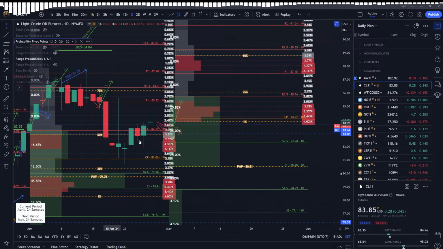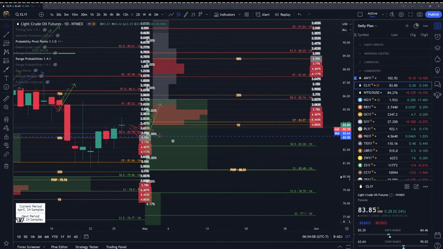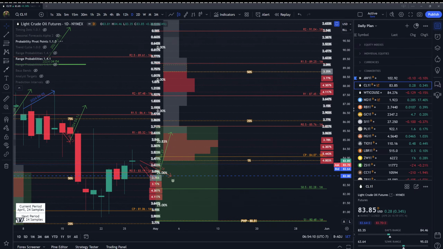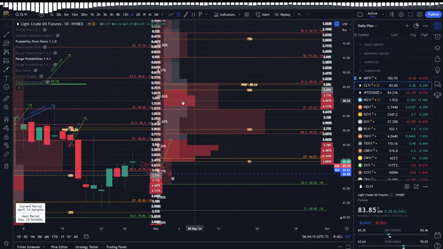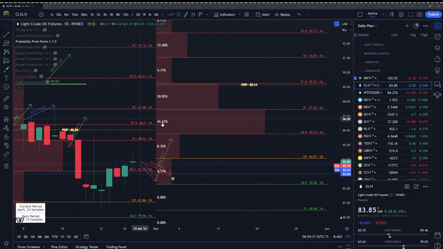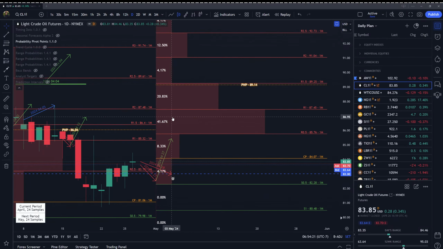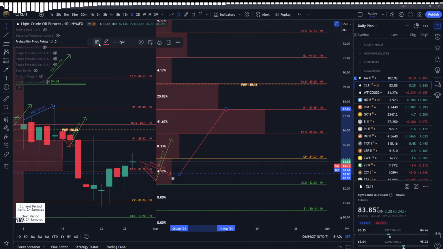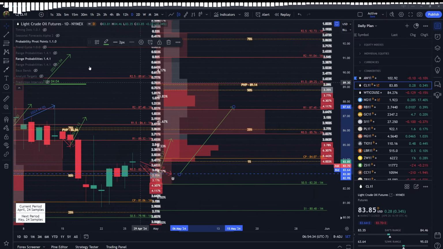And on the upside, wait for it to load. Yeah, most of your highs are around here. 41%, 20%. This is pretty high odds. Pretty high odds. So probably something along these lines. Yep. Around 88 bucks could be the high.